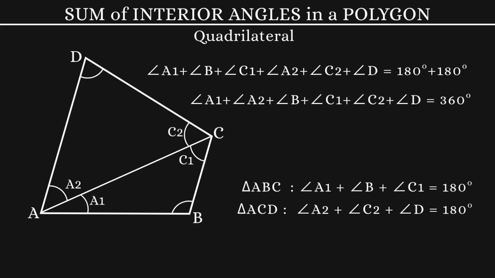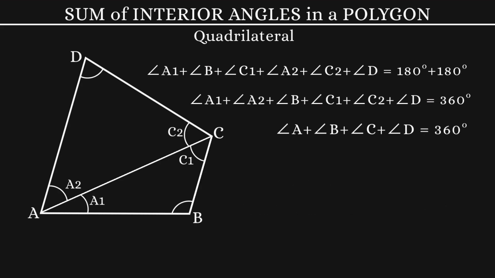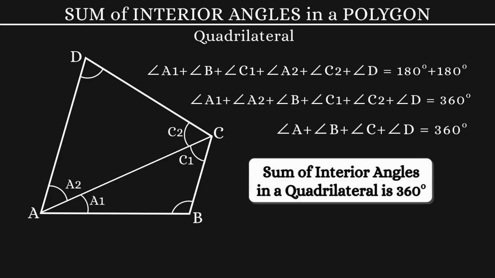From our figure, we can say that angle A1 plus angle A2 is angle A and C1 plus C2 is angle C. So now we have angle A plus angle B plus angle C plus angle D equal to 360 degrees. In other words, the sum of interior angles in a quadrilateral is 360 degrees. This is always true for any type of quadrilateral.